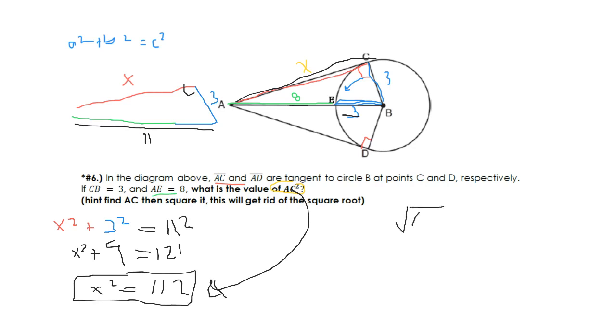If they wanted you to find AC, we'd have to break this down, 112. And then let's see what multiplies to 112. 16 times 7. So I got the square root. So 4 square roots of 7. So this is what x equals, or what AC really equals.